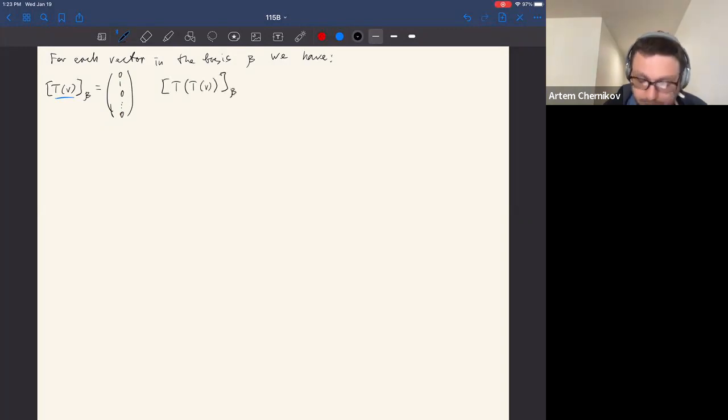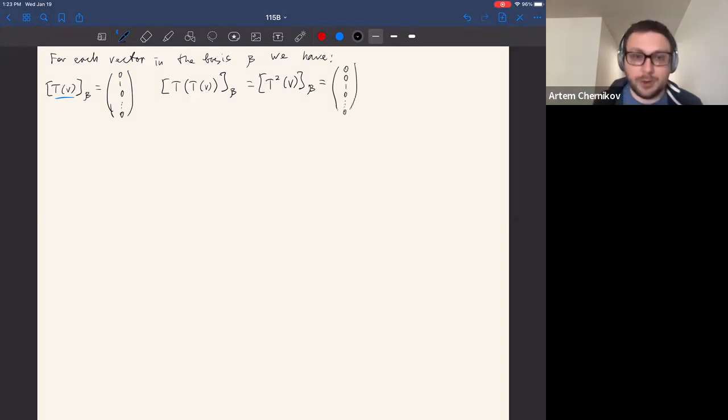So its coordinates with respect to beta are the same as the coordinates of T square of V with respect to beta. But this is just the third vector in the basis, right? So this has coordinates 0, 0, 1, and then followed by zeros. Okay. So we can continue in this way.